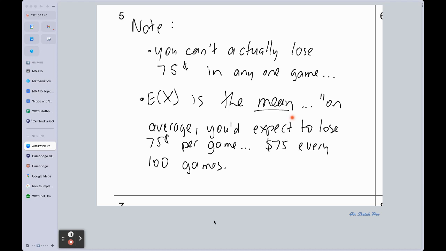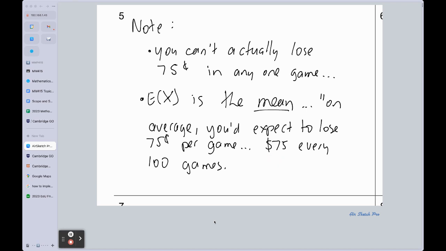Expected value then is the mean. On average, you'd expect to lose 75 cents per game. On average, you'd lose $75 every 100 games. That's basically what it means. The expected value is a mean. And what you're doing is you're saying over a long period of games, if you then took your winnings and took your losses and then shared them out evenly across every game, what would that be? 75 cents per game loss.